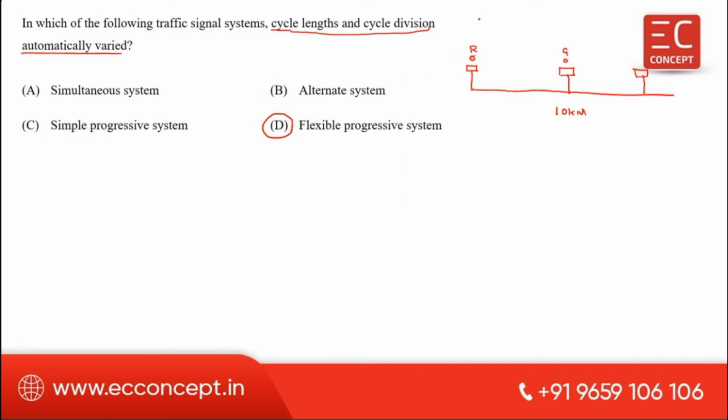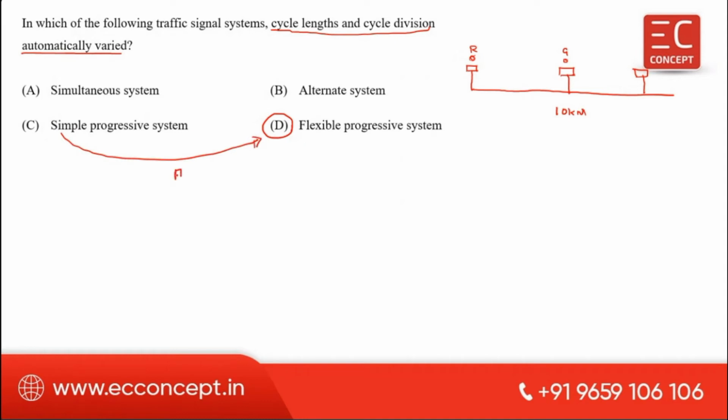Simultaneous system means, now throughout this stretch, here red is activated, then here also red is activated. That means simultaneously it is happened. Simple progressive system. Actually, the flexible progressive system is the advance of simple progressive system.